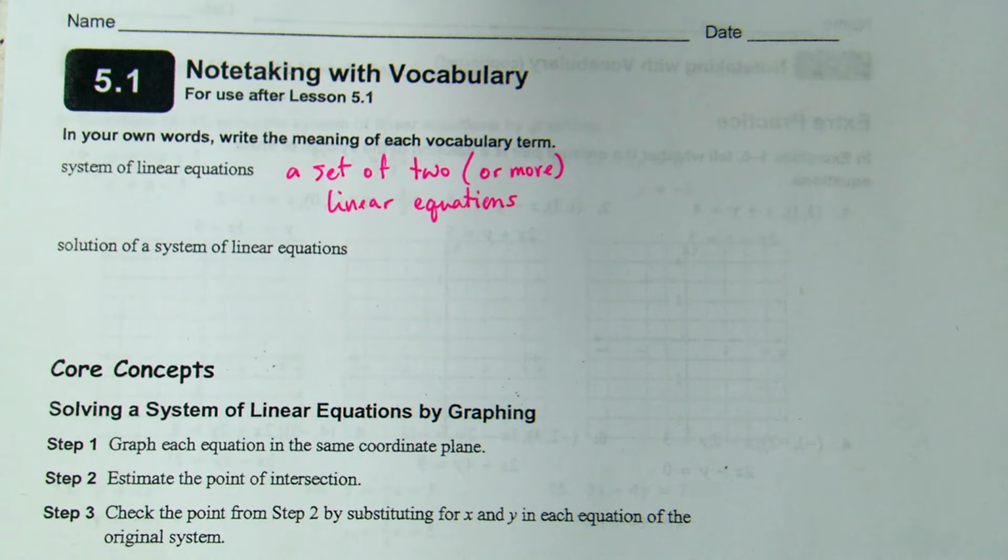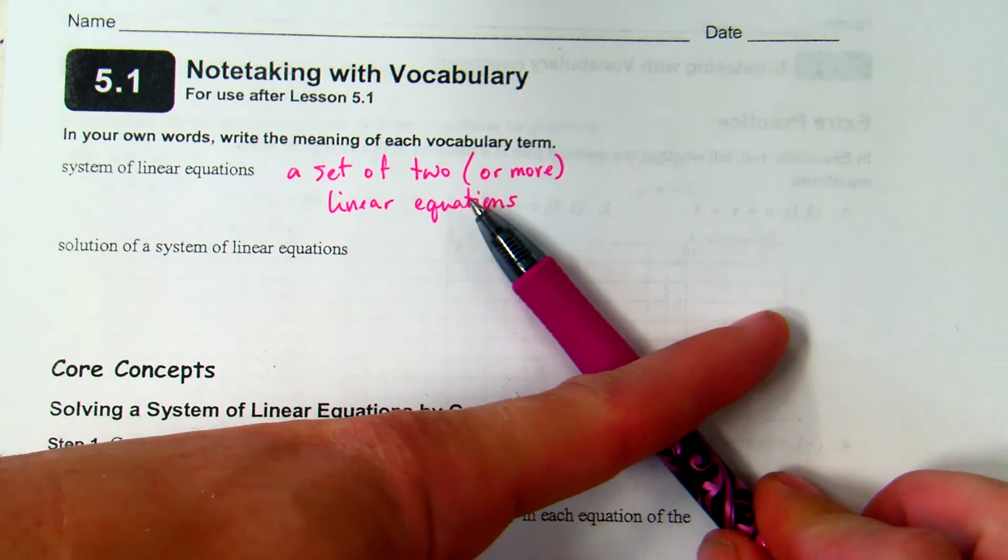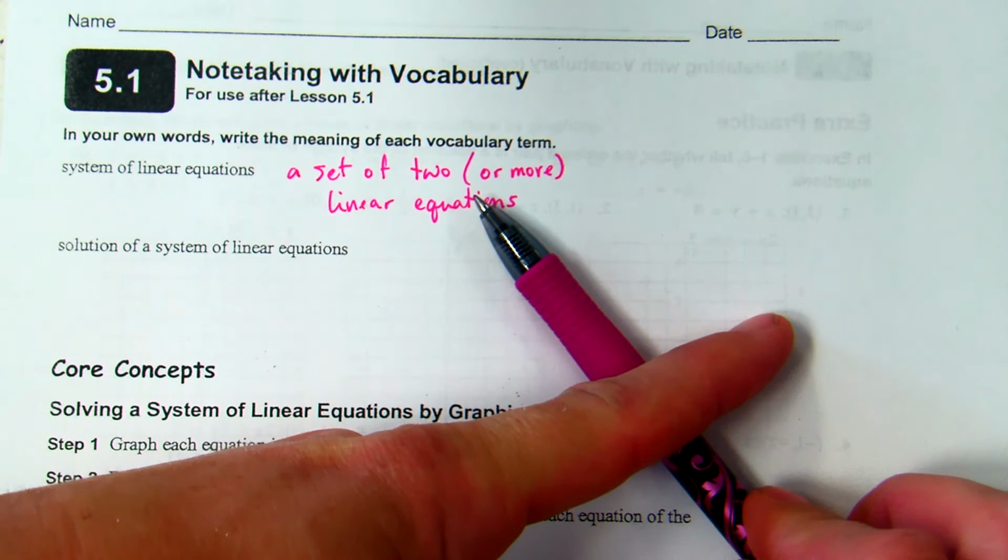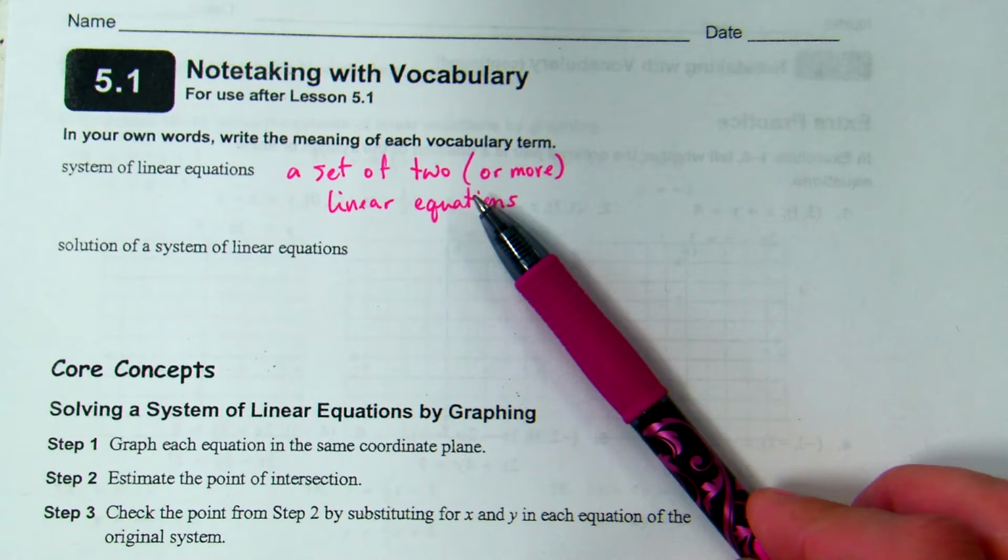When we have two linear equations, unless they are parallel, at some point they're going to cross each other, and that's what we're after here. This is going to be called the solution of the system of linear equations, where the two lines actually cross. That point of intersection is the solution for both equations. So it's the solution to the system.